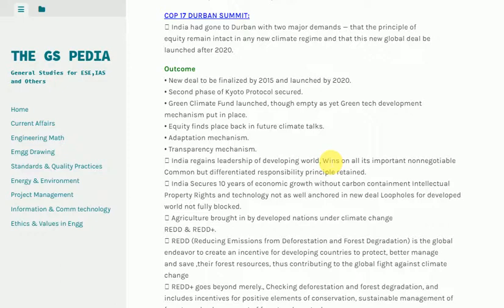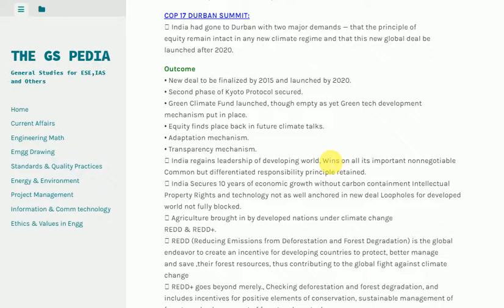India regains leadership of developing world, wins on all its important non-negotiables, common but differentiated responsibility principle retained. India secures 10 years of economic growth without carbon containment. Intellectual property rights and technology not as well anchored in New Deal, loopholes for developed world not fully blocked. Agriculture brought in by developed nations under climate change.